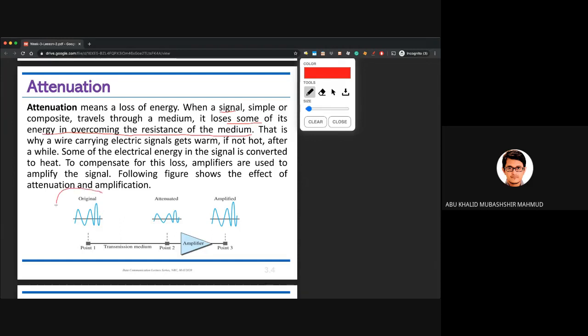So at the original sender at point 1, the original signal looks like this. After passing through a transmission medium at point 2, it loses the energy but maintains the kind of shape it represents. Only the amplitude is lost. When we amplify the signal, that is, give it some energy, it gets amplified and results back in the original signal. This is what attenuation does.